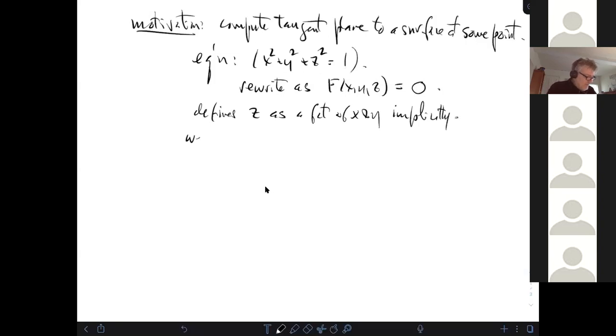Okay, so we want to find an expression for the partial derivatives of this function with respect to x and y, right? If you wanted the tangent plane, I'll get back to that with an actual example soon. You want the partial derivatives to find the equation of the tangent plane.